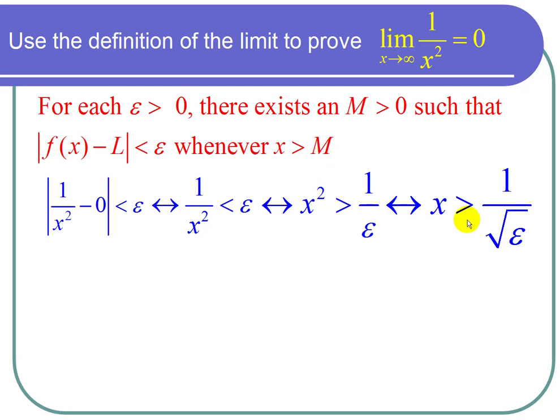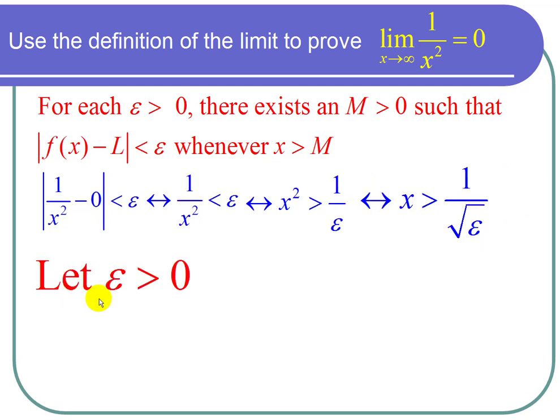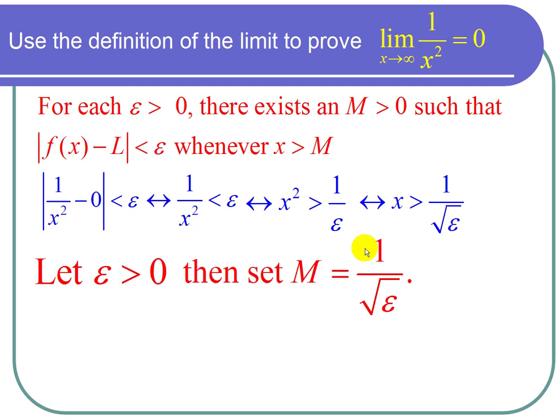Every proof starts the same. Let epsilon be greater than 0. So then set m equal 1 over root epsilon. That was the point of all this work here. So now if x is greater than m, we know that m is 1 over root epsilon. So x is greater than 1 over root epsilon.